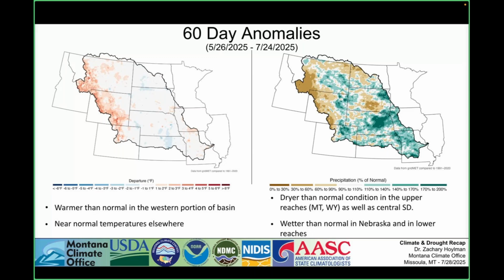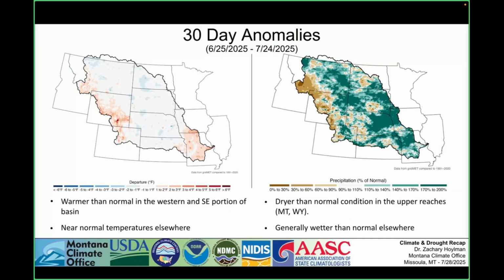On the right, we're looking at precipitation as a percent of normal over this same 60-day window. Brown areas show below normal precipitation, while green and teal areas represent wetter than normal conditions. This map clearly shows that the upper basin remains dry, while the central and lower basin have received more consistent moisture. These spotty patterns of precipitation are generally consistent when we look at more recent periods as well.